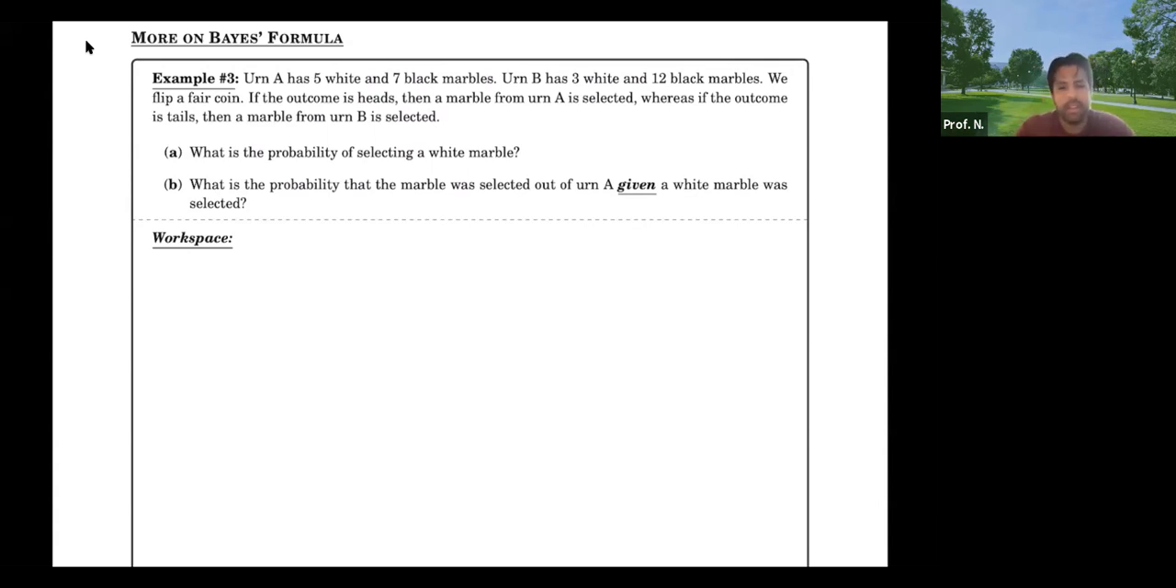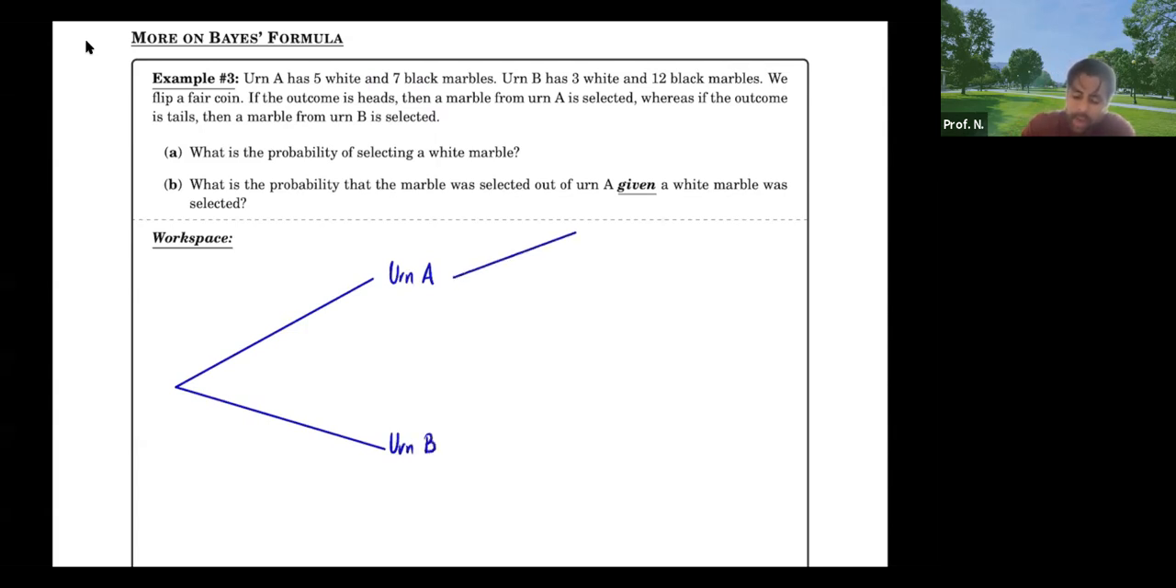So do you see now the similarities between all of these problems that we've done so far? It's almost now, hopefully, a systematic way of identifying, oh, this is the law of total probability. Oh, this is Bayes' formula. So let's look at the tree diagram of this. So either we have urn A or we have urn B, right? And then urn A or urn B, we either have black or white.